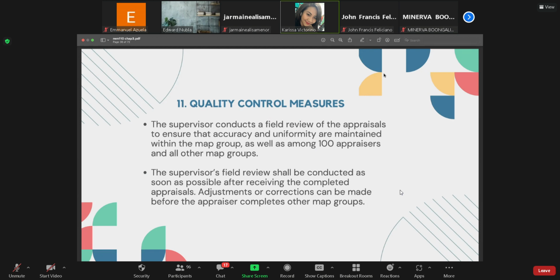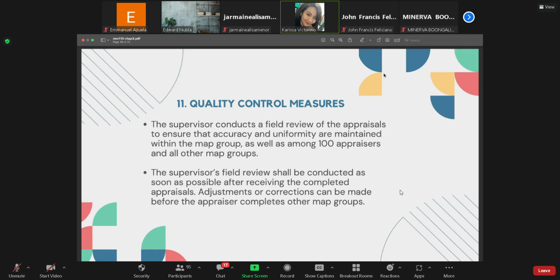After placing a map group of properties, all completed work is given to the assessor or the supervising appraiser. The supervisor conducts a field review of the appraisals to ensure that accuracy and uniformity are maintained within the map group as well as among all appraisers and all other map groups. At this point, the final responsibility for uniformity and equity rests with the assessor or the supervising appraiser.